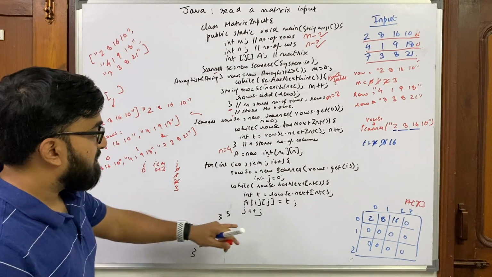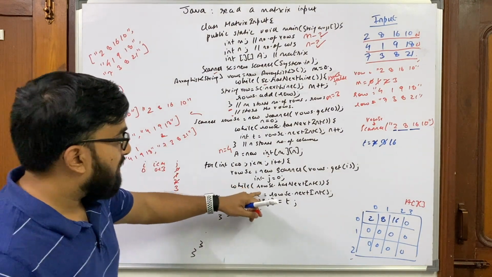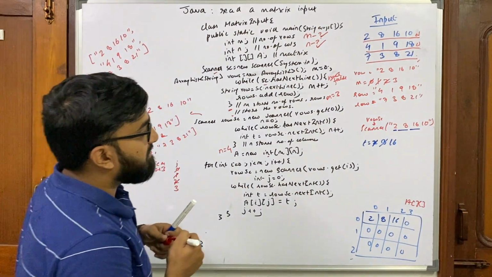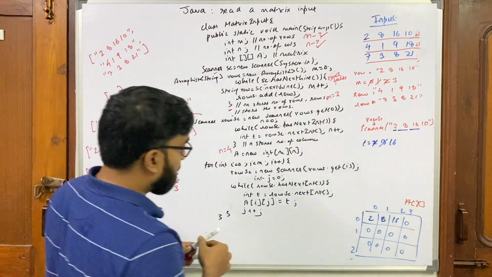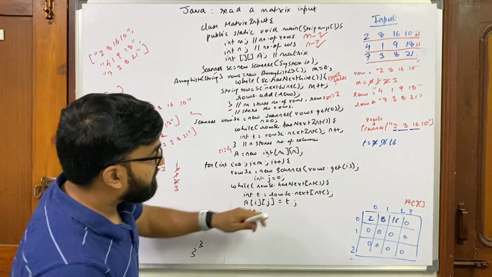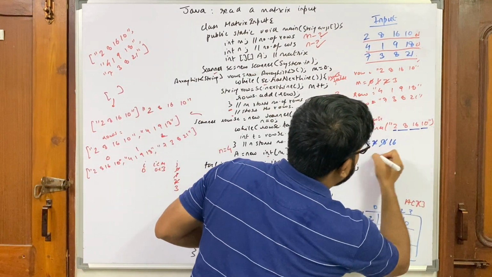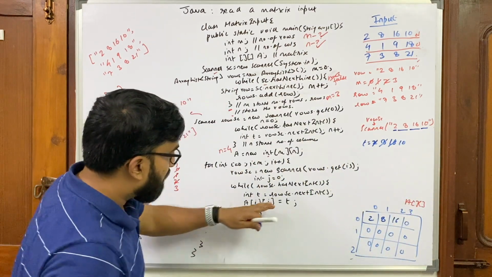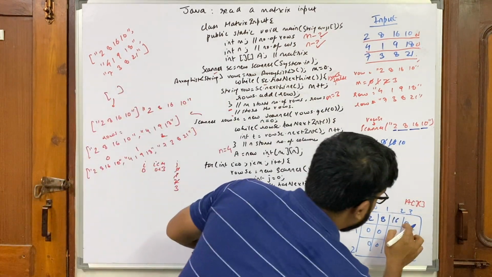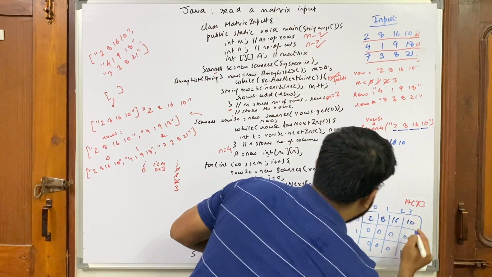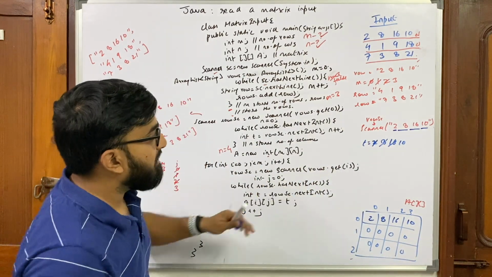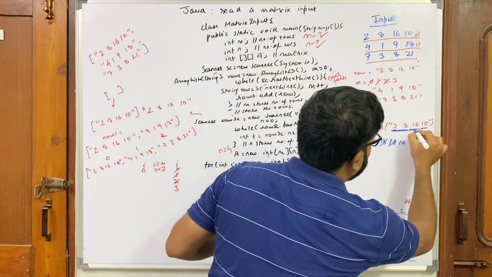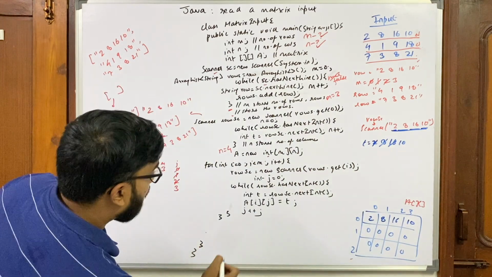You go back to check the while loop condition, row sc.hasNextInt. Yes, there is an integer in this row sc, 10 is there, so it returns true. t is row sc.nextInt, this is consumed, 10 is returned, and t is 10 now. So a[0][3] is 10. Row sc.hasNextInt is false because we have consumed this entire input, so you come out of this while loop.